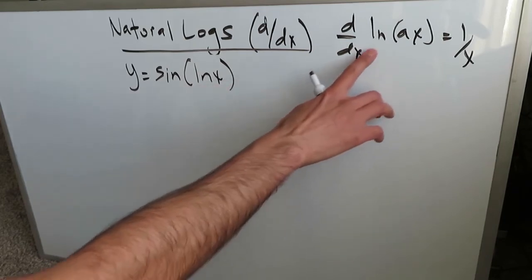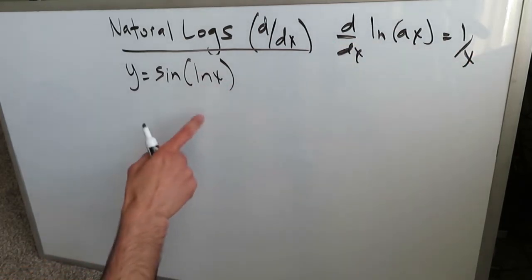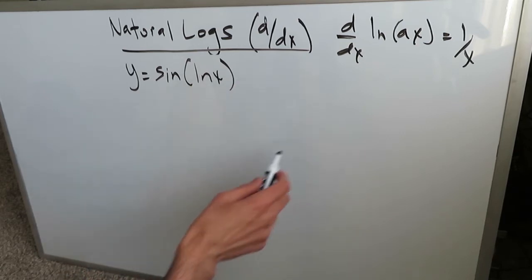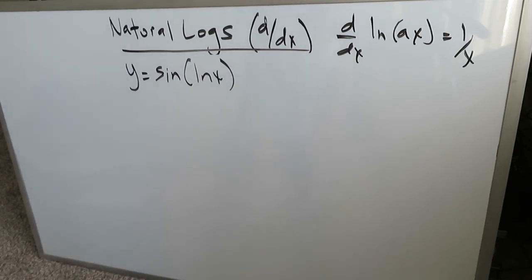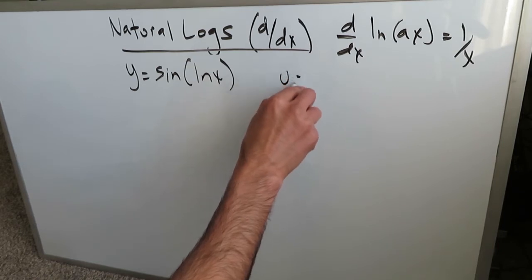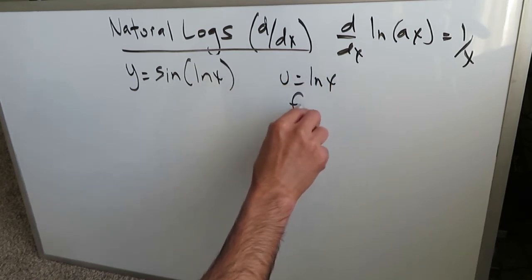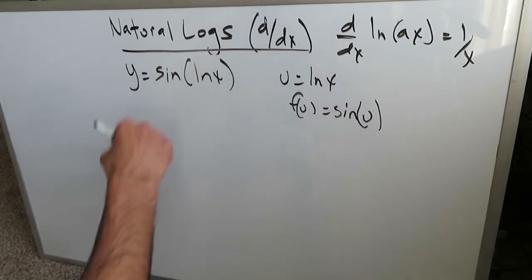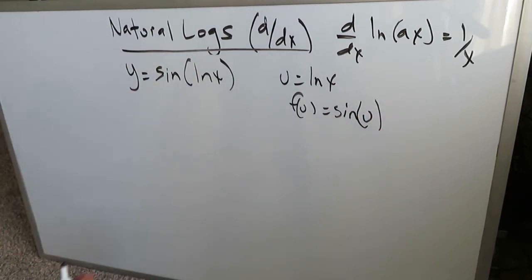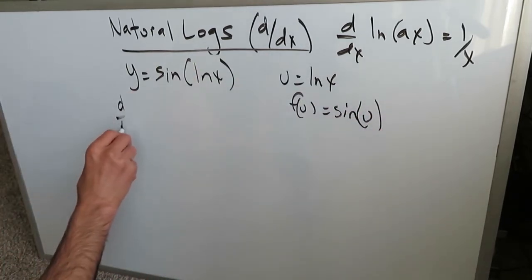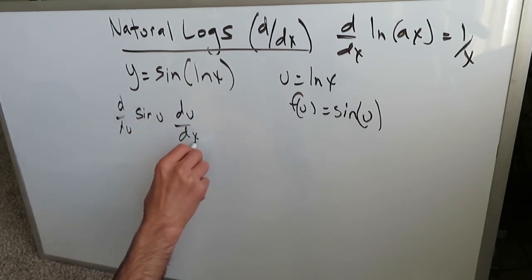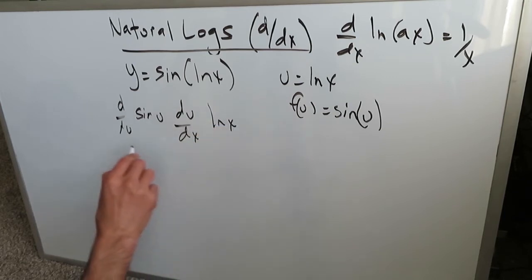Now remember this, the derivative of anything which looks like this is 1 over x. When in doubt, use a chain rule. When you have a composite function, you should always use a chain rule. Here we have a composite function. Let u is equal to ln x, f of u is equal to sine u, and you always have to remember the previous derivatives you've learned, because here's a trigonometric. d over du sine u, and du over dx ln x, easy.